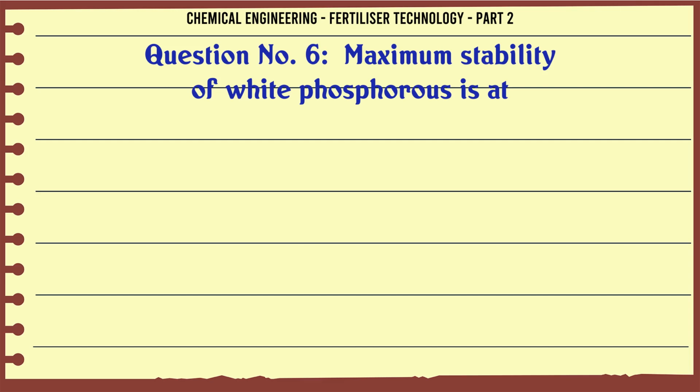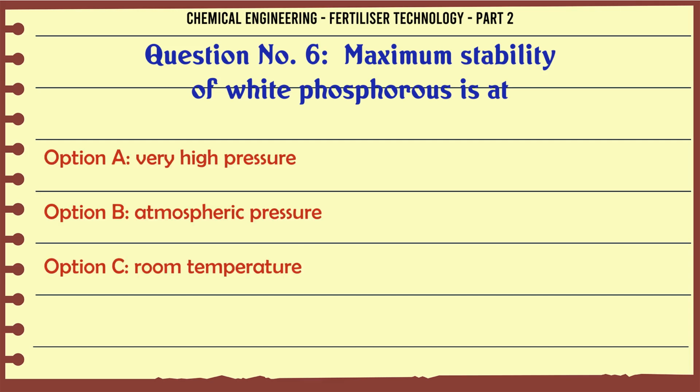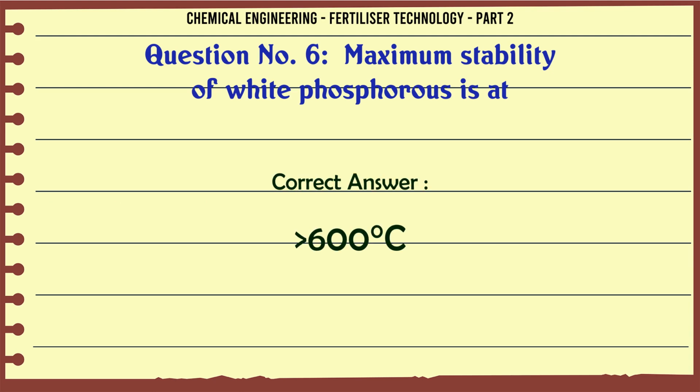Maximum stability of white phosphorus is at A. very high pressure, B. atmospheric pressure, C. room temperature, D. 600 C. The correct answer is 600 C.